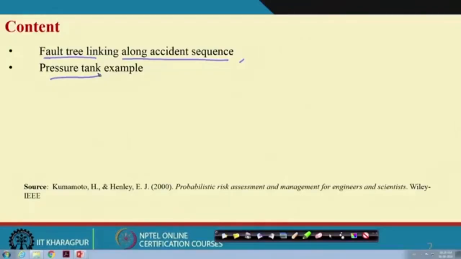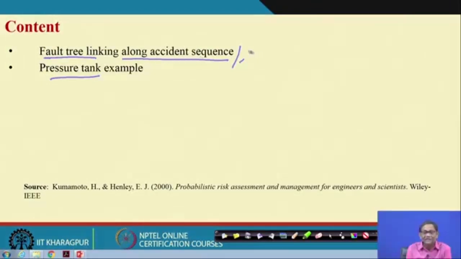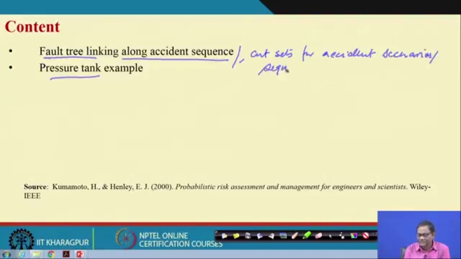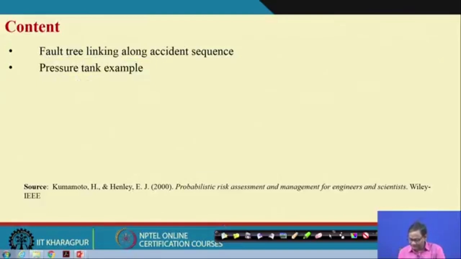In this process also, we will develop along the accident scenario or sequence the cut sets. So, cut sets for accident scenarios or sequences. Every sequence gives one scenario. So, accident scenario is the end state of the event tree. These are the things we will be discussing today in 30 minutes of time.